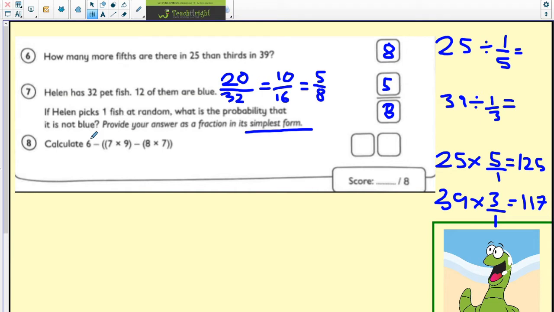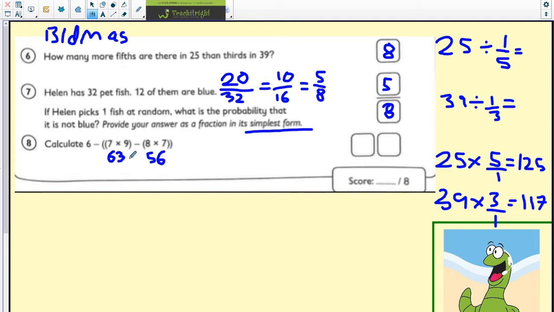So here it's BIDMAS. So remember that is brackets, indices, division, multiply, add, and subtract. So we've got to do everything in the brackets first. So it's this, but then things that are inside the brackets again first. So we need to do 7 times 9. The way I like to do my 9 times table is I'll do 7 times 10, which is 70, take away 1 seven, which is 63. 8 times 7, you could do something similar where you take away 2 of them. And in fact, since I've worked out 7 times 9, 7 times 8 is going to be 1 less. So it's going to be 56.